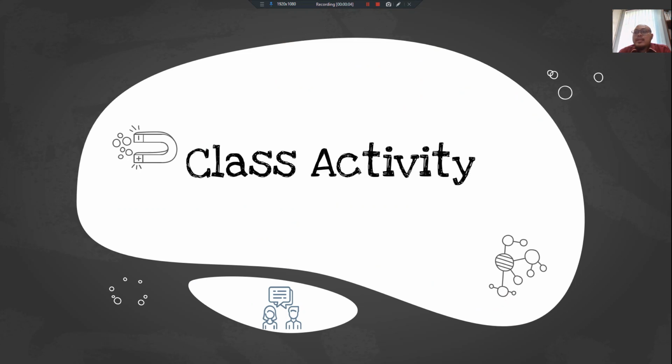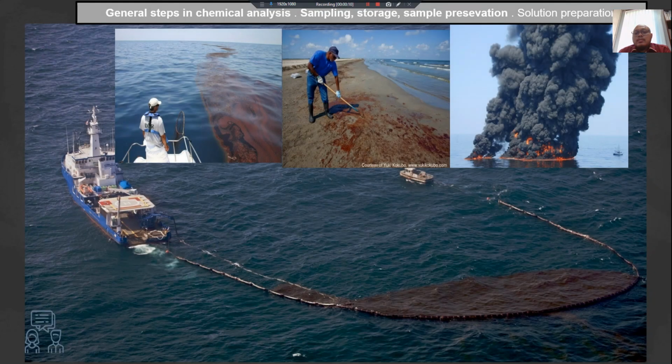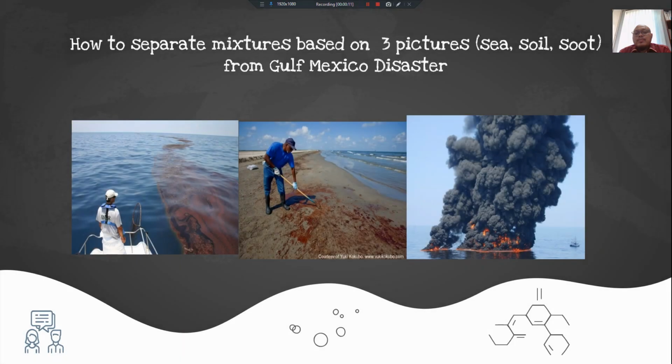We're supposed to have the class activity, but I think I want to discuss with you during class. So how to separate a mixture, based on three mixtures, how to separate them, what kind of technique you can use. So you need to identify the mixture, and then you need to identify the separation method that you can choose. So we will wait for next week.